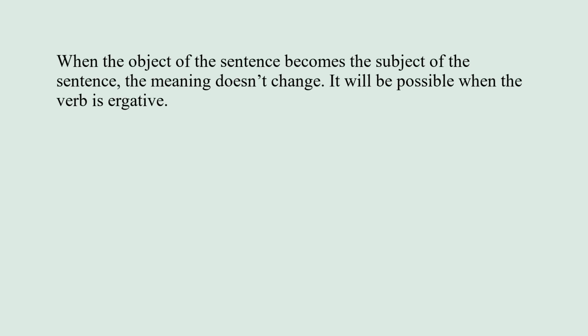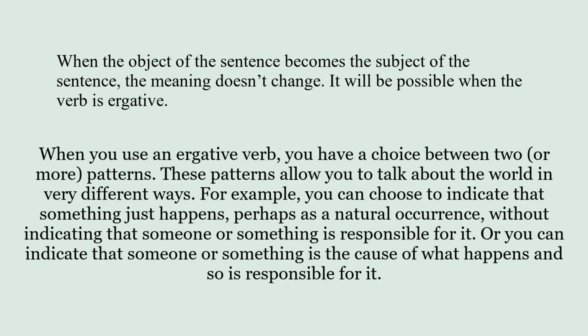In short, when the object of the sentence becomes the subject of the sentence, the meaning doesn't change. It will be possible when the verb is ergative. Also, when you use an ergative verb, you have a choice between two or more patterns. These patterns allow you to talk about the world in very different ways.